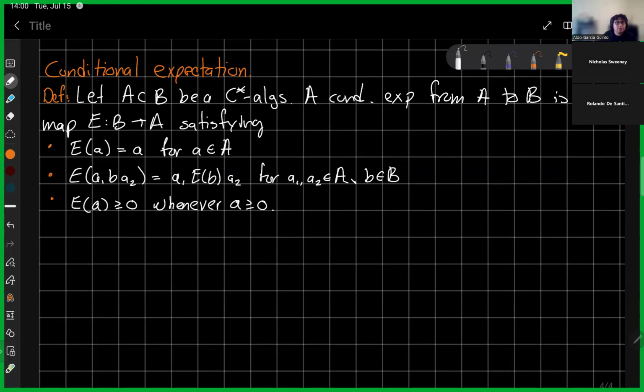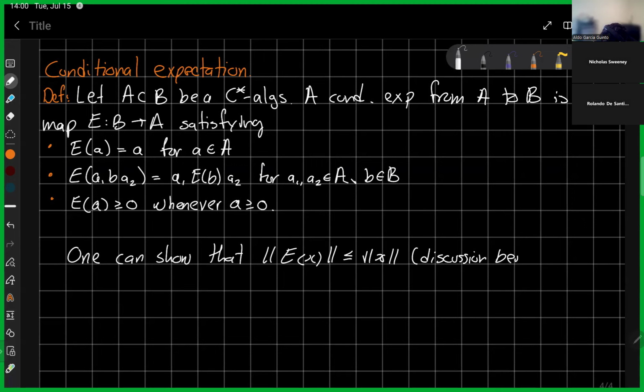Okay. So there's a discussion that happens. One can show that the norm of this is equal to this. One can show that E is a contraction. This is the discussion before theorem 5.27.